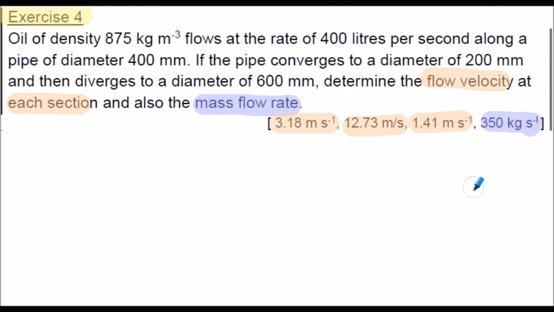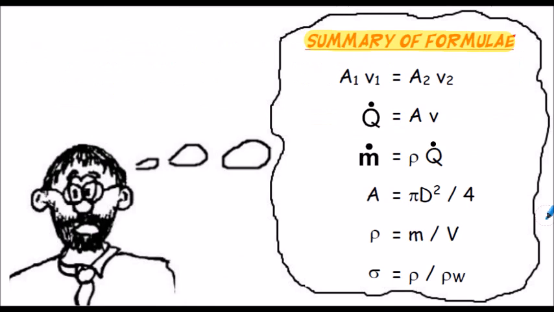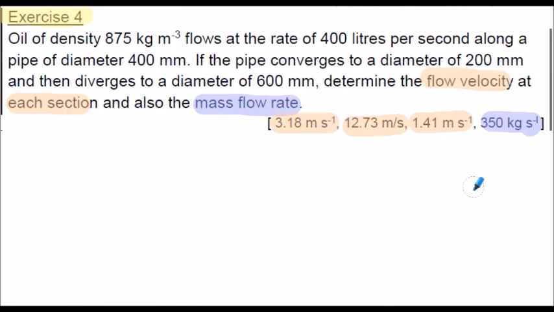I'd encourage you to stop the presentation. Initially sketch the variations in the pipe outlined in exercise 4. Then using our summary of equations, here's our summary of formulae to refer to, think through the solution to find the velocities and the mass flow rate. I will show you the full work solution on the following slides.